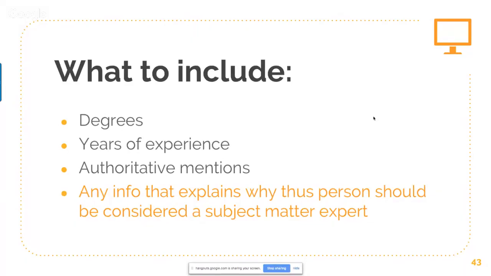I can't tell you how often it happens that when we do our site reviews, we'll send some questions and we'll say, hey, have you been mentioned in the news? And people will say, yeah, we were mentioned in Forbes and in the New York Times and all these places. And then we can't find those mentions. So we want to do everything we can to make it clear to Google and to search engines and to users that this person is mentioned in authoritative places. And then any other information that explains why this person should be considered a subject matter expert. So anything that you can do to say that this person is an expert is something that you should be including on their author page.